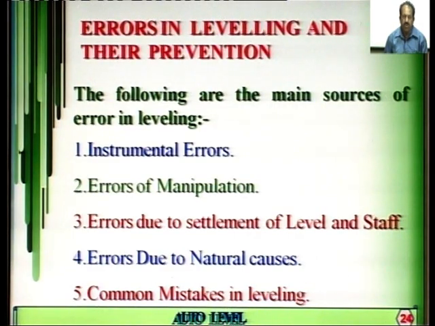So, now we move to the second topic of this lecture, which is errors in levelling and their prevention. The following are the main sources of errors in levelling. What are those? First one is instrumental errors. Next is errors of manipulation, errors due to settlement of level and staff, errors due to natural causes, and common mistakes in levelling. These are a few errors which we will study one by one.